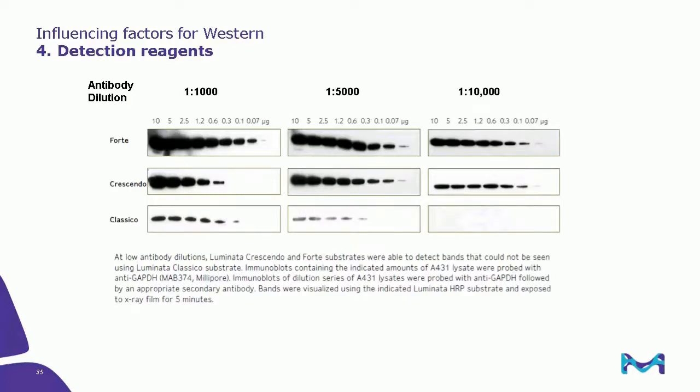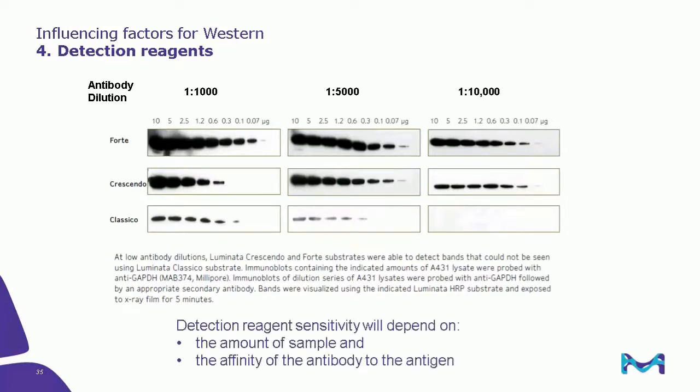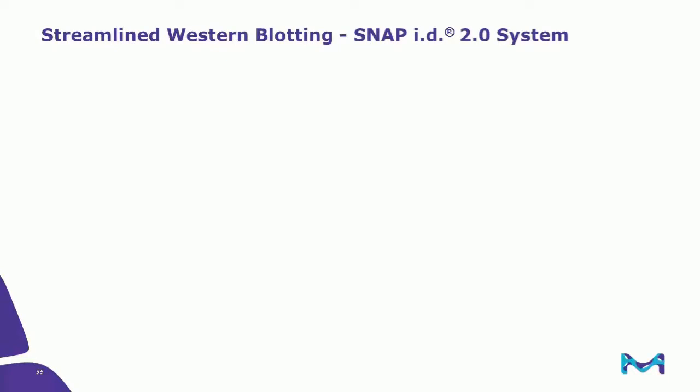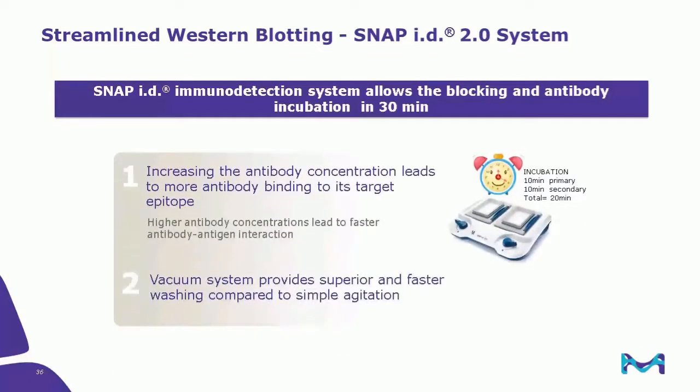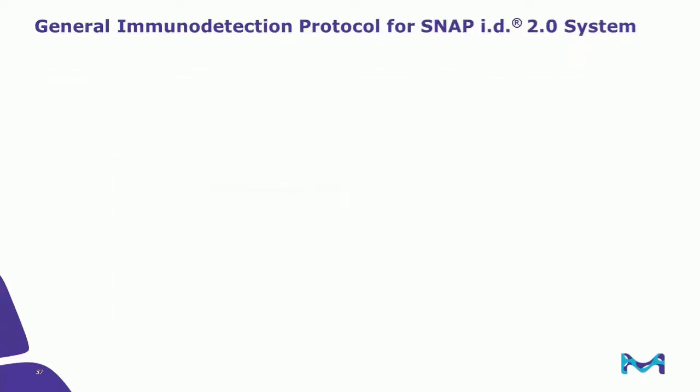In summary, sensitivity of your detection reagent will depend on the amount of sample loaded and the affinity of a given antibody. For the last few minutes, I would like to show you a device that will help reduce the overall time spent on the immunodetection during Western. It is called SnapID, and it can complete the blocking and antibody incubation step in 30 minutes. It utilizes a small volume of concentrated antibodies to speed up the antibody binding time and uses vacuum to efficiently wash the membranes.